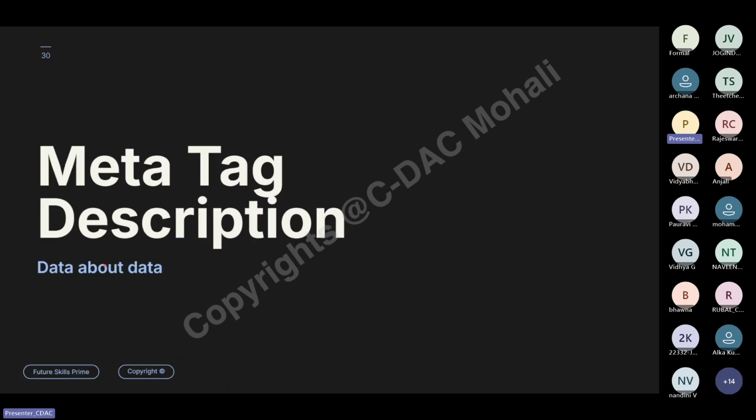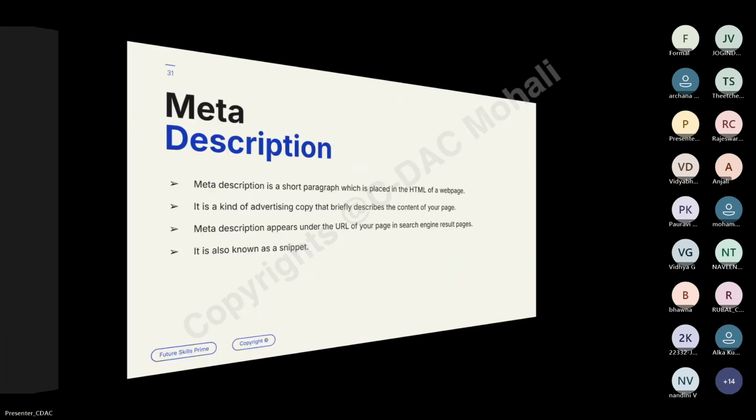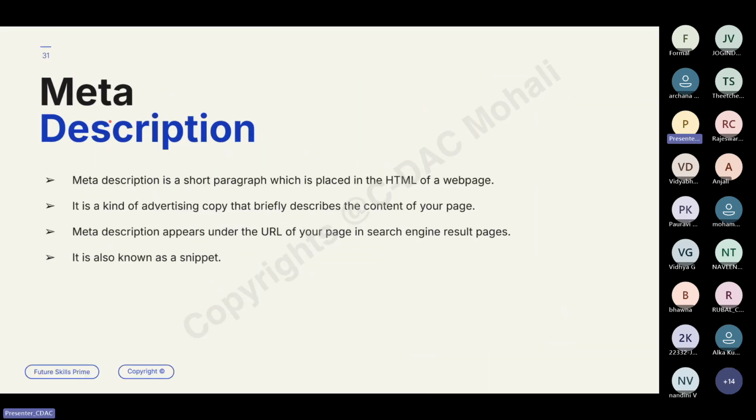And what is meta description? Meta description is the second part of data about data. It will describe your page basically. So what is meta description? Meta description is a short paragraph which is placed in the HTML of your website.